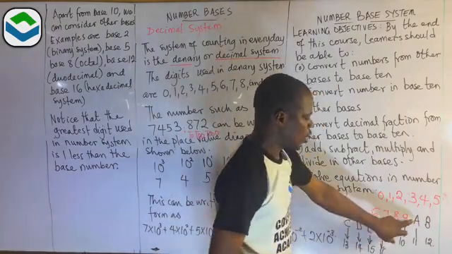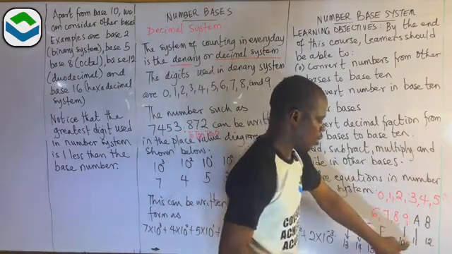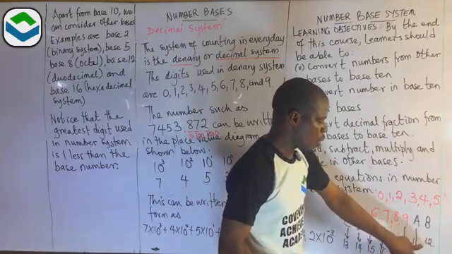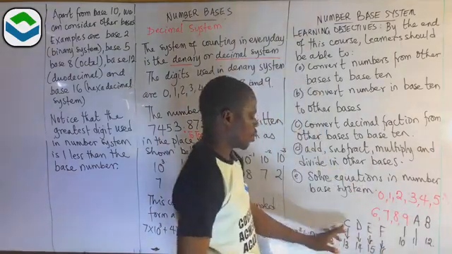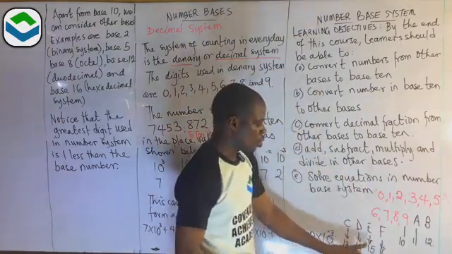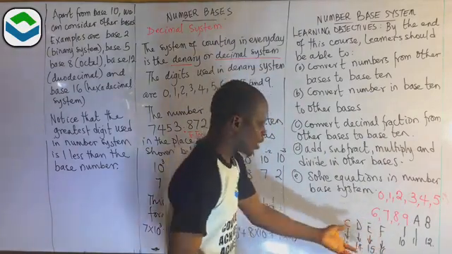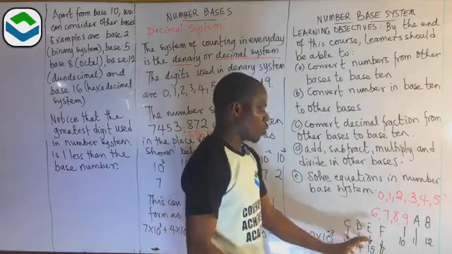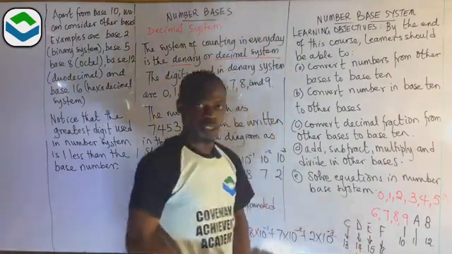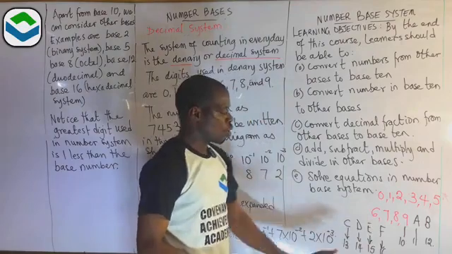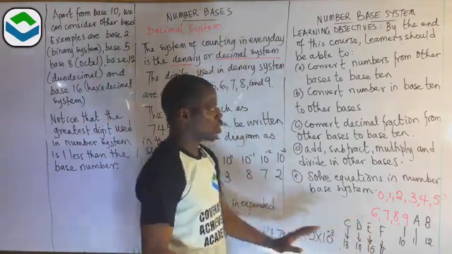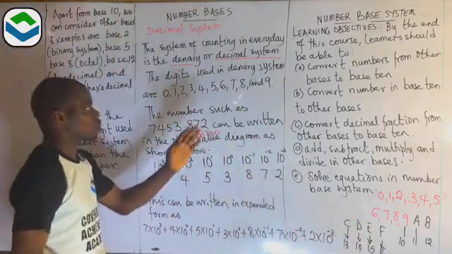As you can see, A is 10, B is 11, C is 12, D is 13, E is 14, and F is 15. Now this is hexadecimal, and that is where we are going to limit ourselves for this course. And stay tuned, we are going to see other aspects.